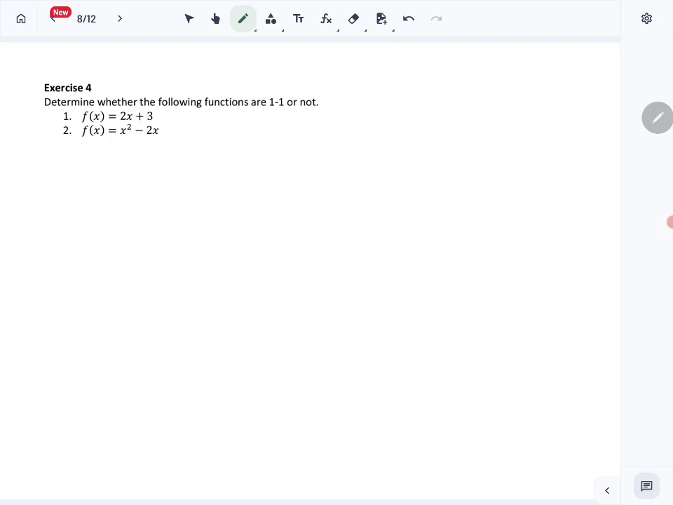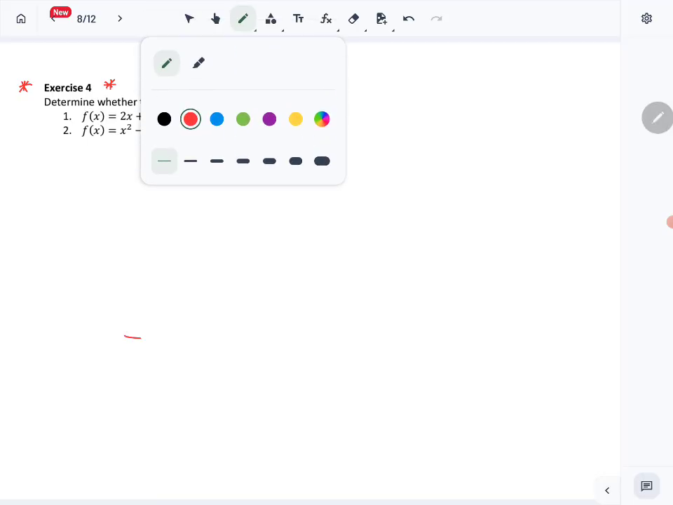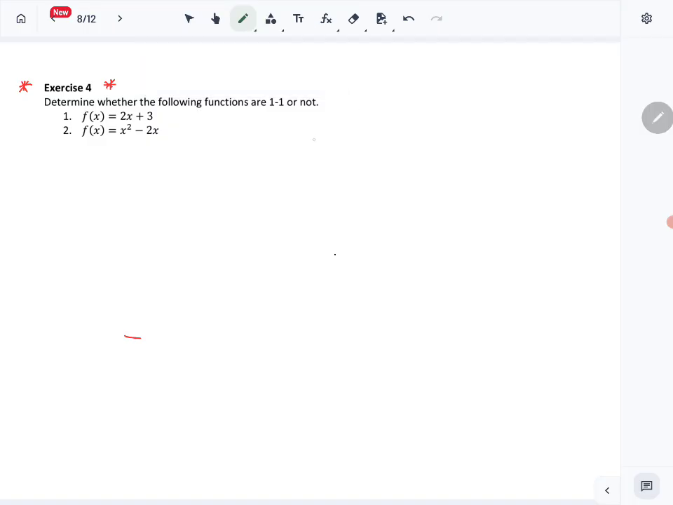This type of question will not be tested in the exam, but because I gave you the definition, I'm going to do a small question using the one-to-one definition. So how to check whether a function is one-to-one or not? Let's do the second one first. It's easy to check whether something is not one-to-one.